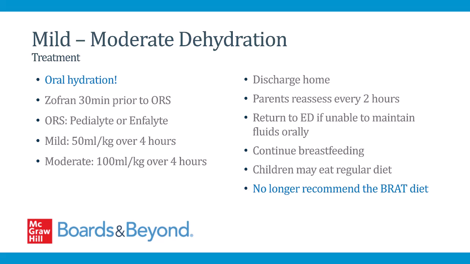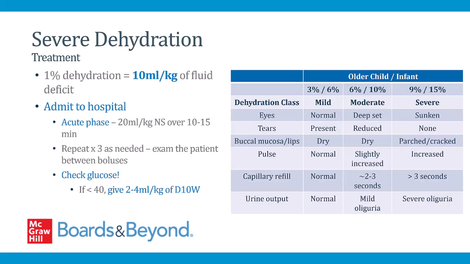The BRAT diet, which stands for bananas, rice, applesauce, and toast, is no longer recommended as it is too limiting. For severe signs of dehydration, you'll need to admit these patients to the hospital. You can calculate the fluid deficit by knowing that each percentage of dehydration that you are estimating using this table equals 10 ml per kilo of fluid deficit. And again, be sure to use the patient's pre-illness weight if available, otherwise you may underestimate the fluid deficit.